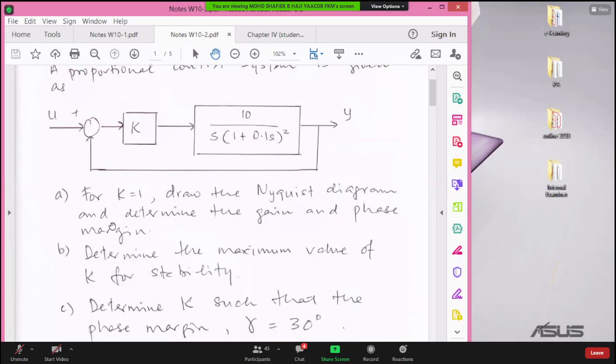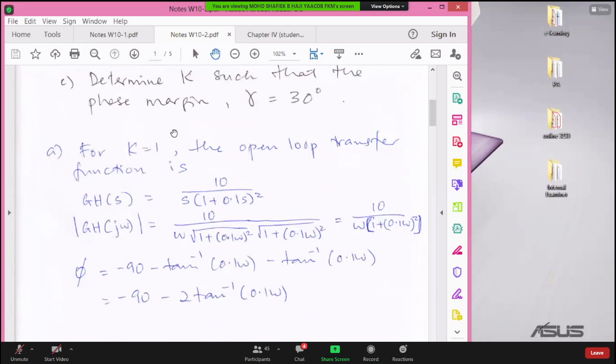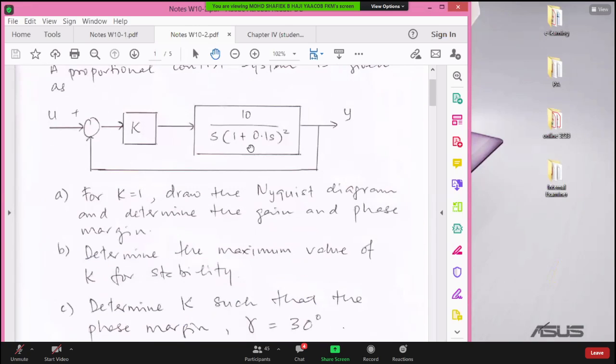All right, so to draw the Nyquist diagram for k equal to 1, all you need is the open loop transfer function. So this is already the open loop transfer function. For k equal to 1, you get the open loop transfer function, which is just 10 over s, and then you have a repeated root here, (1 + 0.1s)^2.